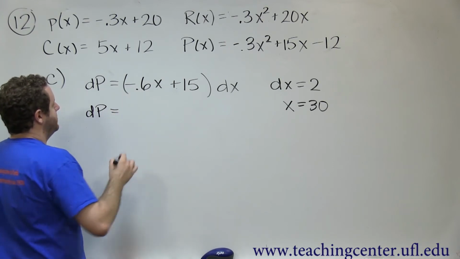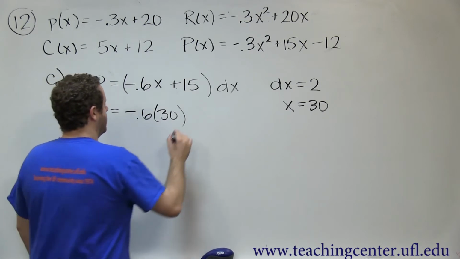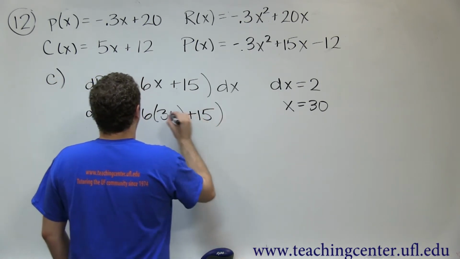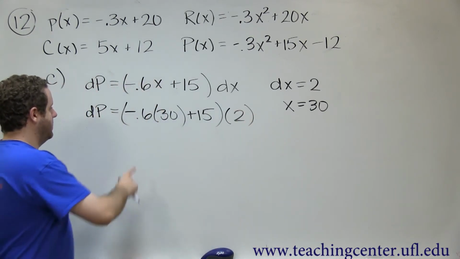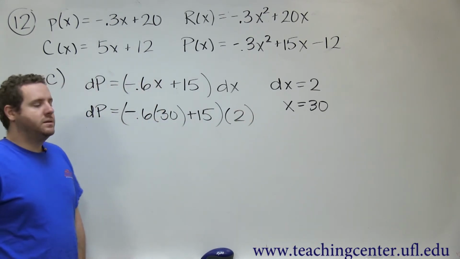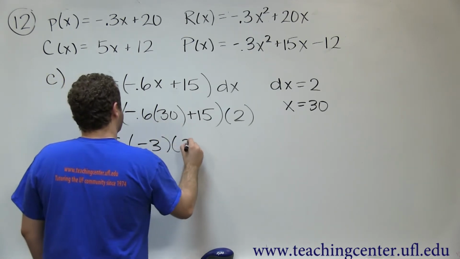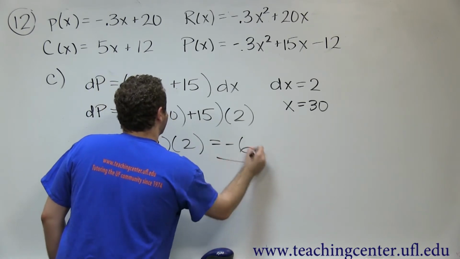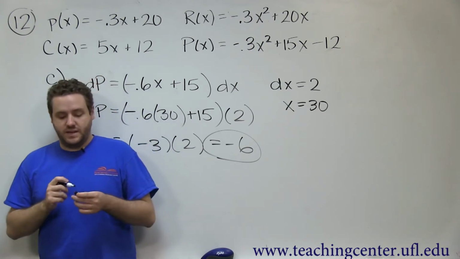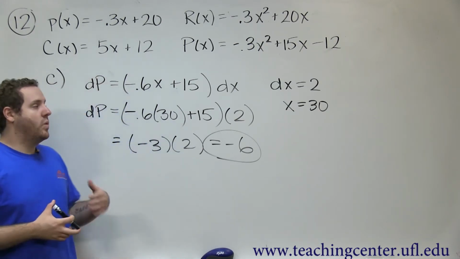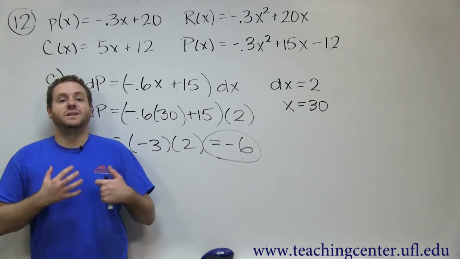So if we plug in our values here, we get negative 0.6 times 30 plus 15, and that is all times 2. So 0.6 times 30 is 18, so we're going to get negative 18 plus 15, which is negative 3, times 2, which is negative 6. So by using differentials based off of the profit at selling 30 units, if we went up to selling 32, it would actually make us lose 6 profit using this estimation.